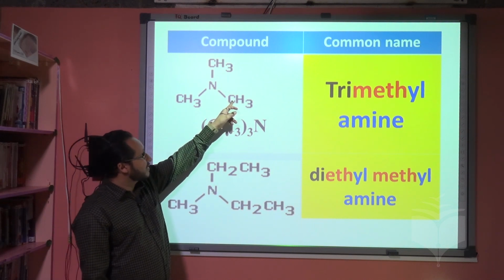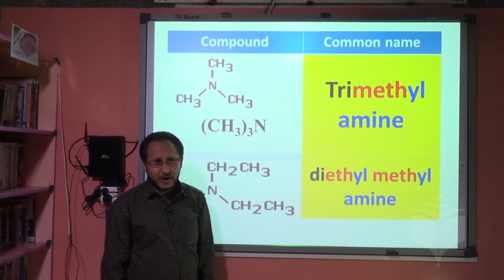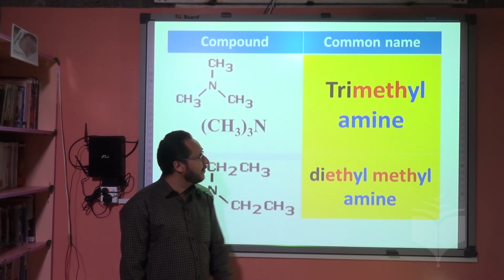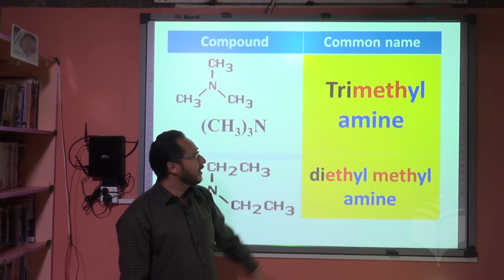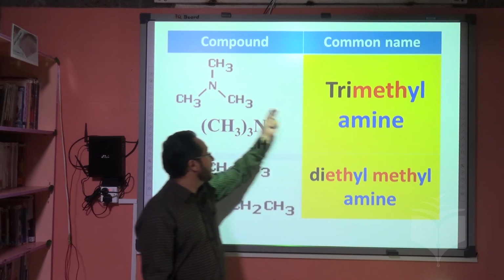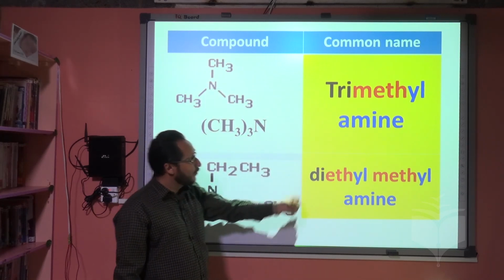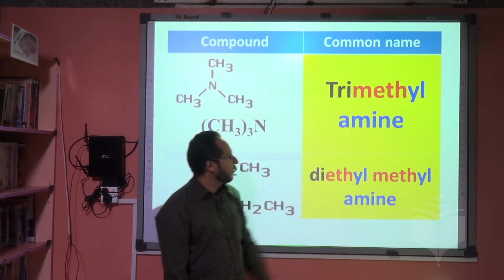Here we have this methyl group, and this is a methyl group, and this is another methyl group. So how many methyl groups do we have? We have 3 methyl groups. If you have 3, what do you call it? We call it trimethylamine. So tri, because this is 1, 2, 3. If you have 3 methyl groups, we call them trimethylamine.